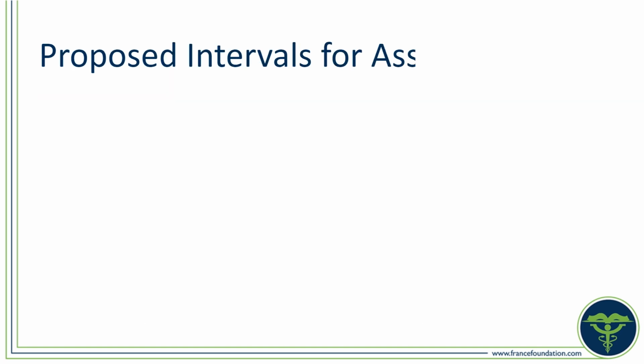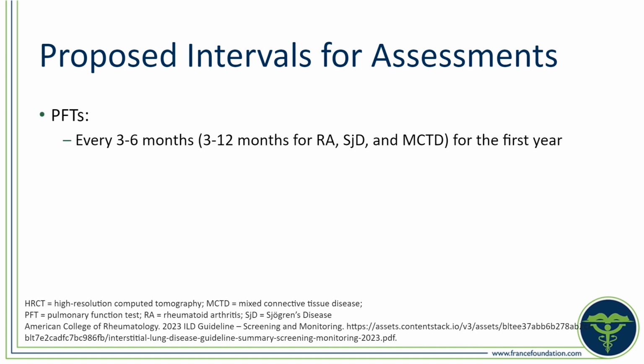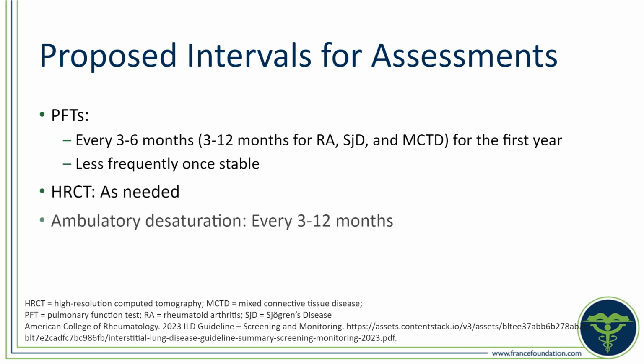In terms of proposed intervals for assessments, we typically obtain PFTs every 3 to 6 months in our patients, at least for the first year, and it could be every 3 to 6 months for RA, Sjogren's disease, or mixed connective tissue disease, and less frequently when stable. In the guidelines, they recommended HRCT as needed, and ambulatory desaturation monitoring every 3 to 12 months.